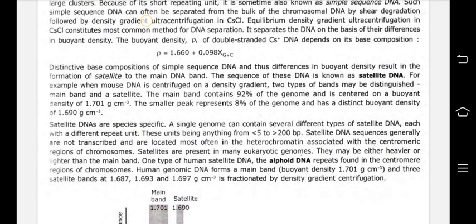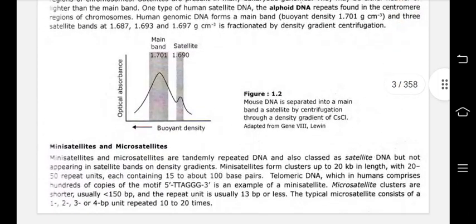They may be either heavier or lighter than the main band. One type of human satellite DNA, the alphoid DNA, repeats only in the centromere region of the chromosome. Human genomic DNA contains a main band and three satellite bands when fractionated by density gradient centrifugation.